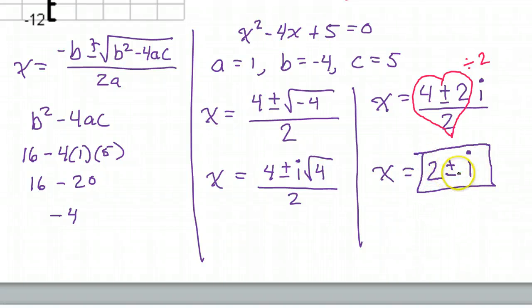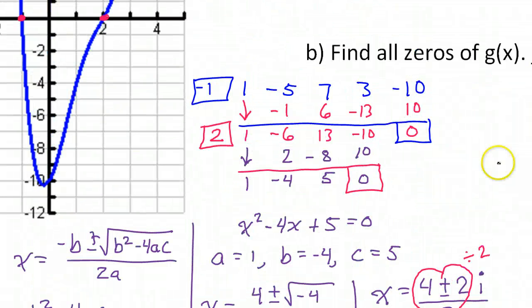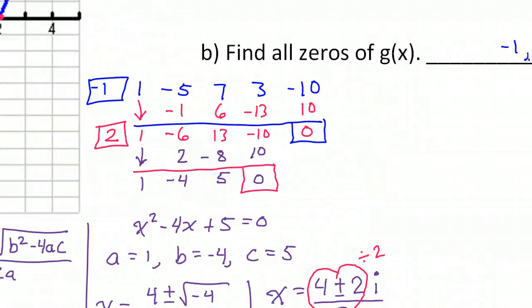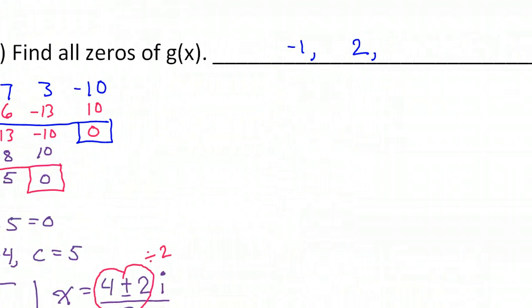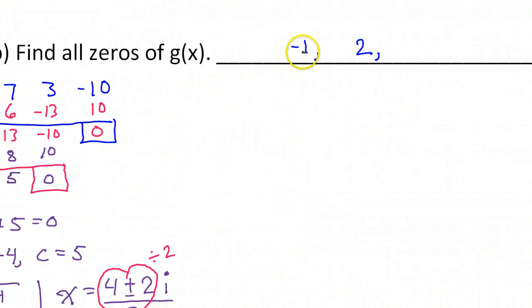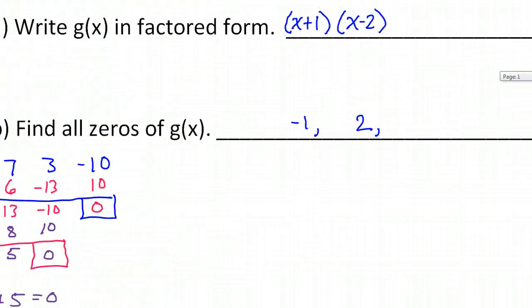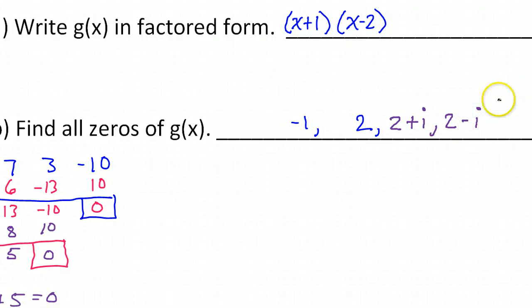So these are the two remaining zeros. Okay, so as far as the zeros, we knew there would be 4. So we had -1 and +2, and now we're going to add 2 plus i and 2 minus i.